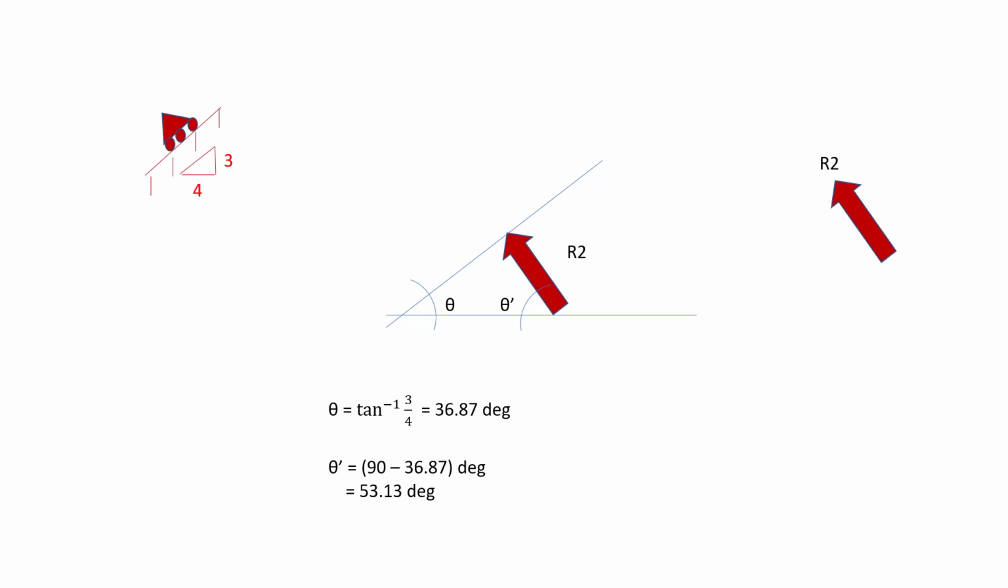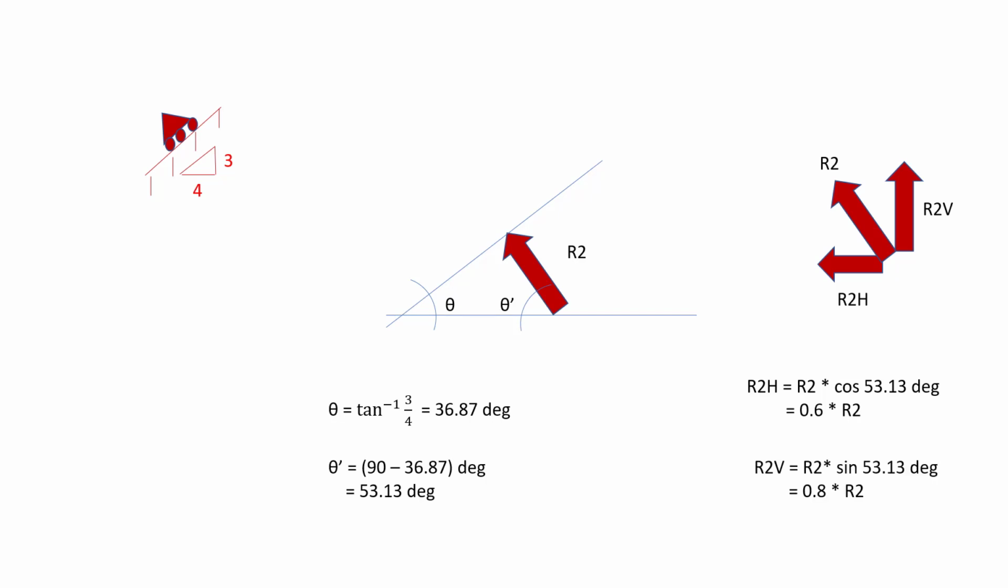Now, we know the inclination of R2 with the horizontal. So, we can calculate the horizontal component of R2, which is represented by R2h, and that would be given by R2 into cos of 53.13 degrees, which would be 0.6 into R2. Similarly, the vertical component R2v of R2 would be calculated as R2 into sine 53.13 degrees, and thus R2v would be equal to 0.8 multiplied by R2.